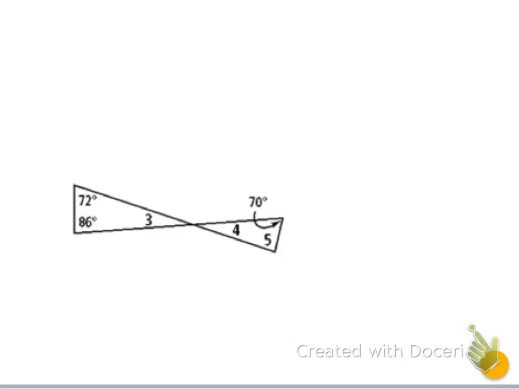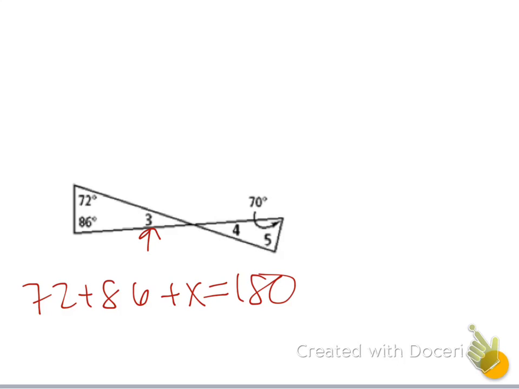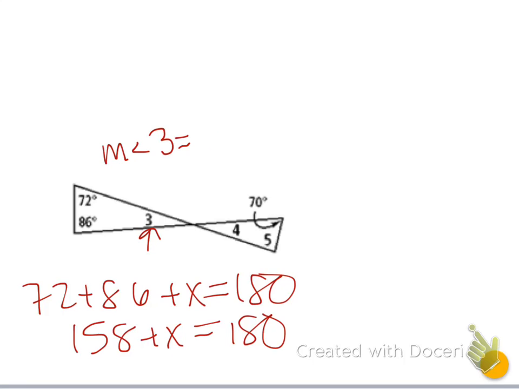Okay, 72, we could take 72 plus 86 to get that missing angle, so we'll call it x, and they should all equal 180. 72 plus 86 is 158. Subtract 158 from 180, so we have the measure of angle 3 being 22 degrees. Remember, label it degrees. That means the measure of angle 4 is also 22 degrees because they're vertical angles.